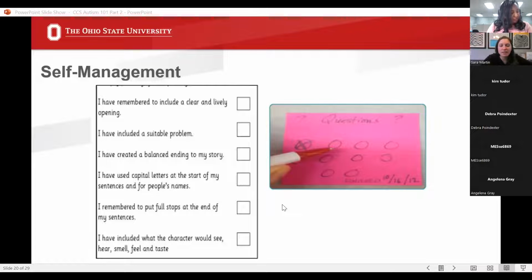Having things like this available can also be very helpful. If you create these and provide them to the teacher, it can help the teacher with collecting data on the behavior. So you're also helping the teacher as well.